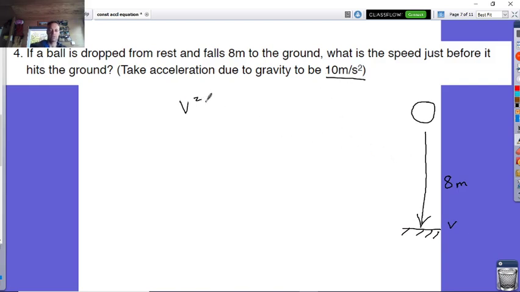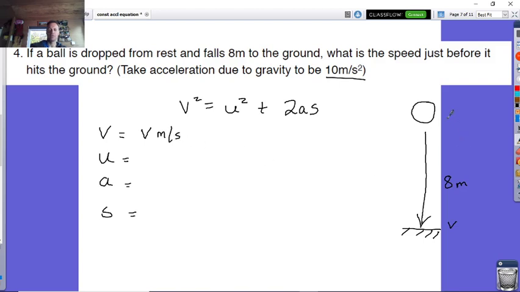So this is the equation we want to use. v squared equals u squared plus 2as. Okay, you do your shopping list. V, u, a, s. So here we go. Final speed is the unknown. So I'm going to call that v meters per second. I want to know what it is.